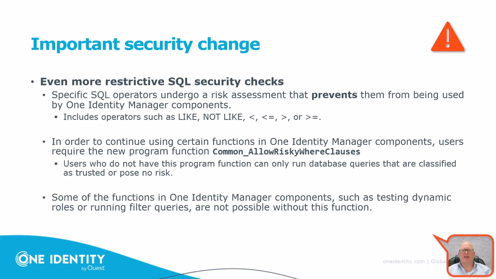Important to know is that if you do so, there are features and functions which of course will not work anymore. For example, things like the dynamic testing of roles are not possible anymore if you secure your system that way. To decide whether to use that or not, you can use a specific new feature, which is called Common Allow Risk Where Clauses, and this program function can be assigned or not assigned to specific people.